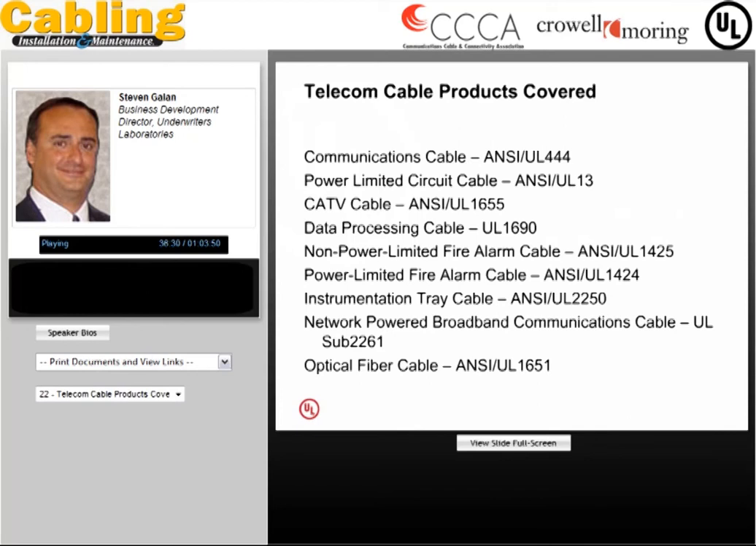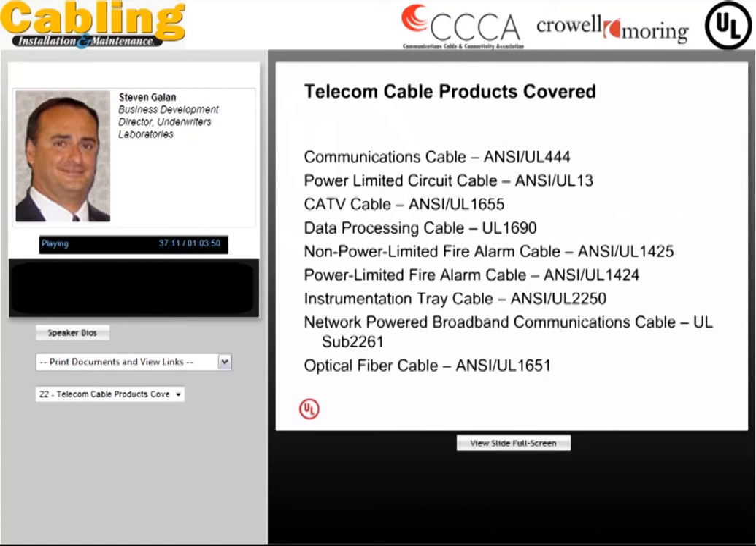First, for background information, the products on this slide are what we commonly refer to as telecom cables. They are your typical communications cables such as type CM, CMP, CMR, which were the focus of the CCCA investigation. You also have the CM, the CMX types, power limited circuit cables such as CL2, CL2P, CL2R, CL2X, etc., community antenna TV cable, data processing cable, power limited, non-power limited fire alarm cable, instrumentation tray cable, network power, broadband communications cable, and optical fiber cable.